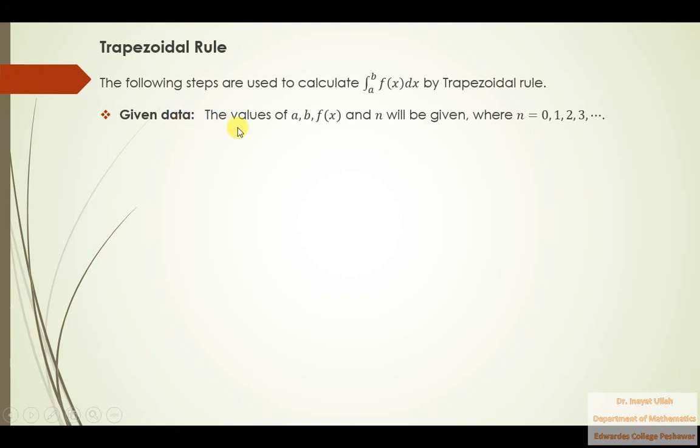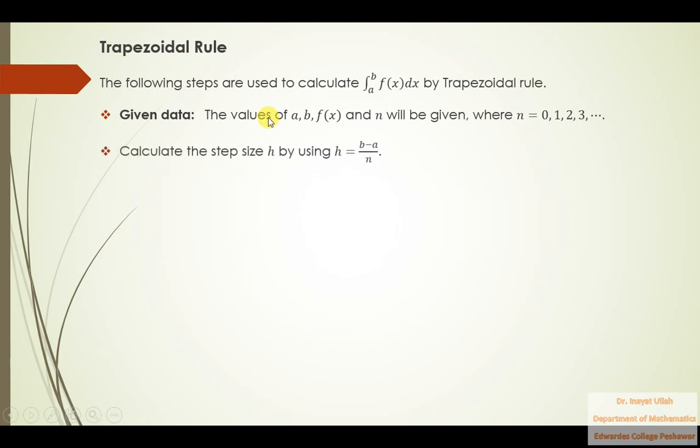You will be given the value of a, this lower limit, the value of b, this upper limit, the value of f of x, that function, and n, into how many subintervals you are going to split this interval a to b. So n will be given, 1, 2, 3, 4, and so on. So this data will be given to you.